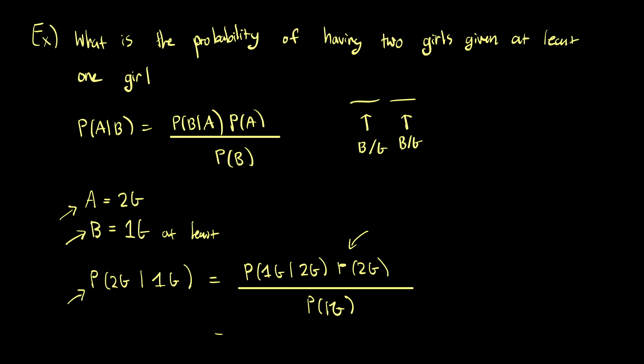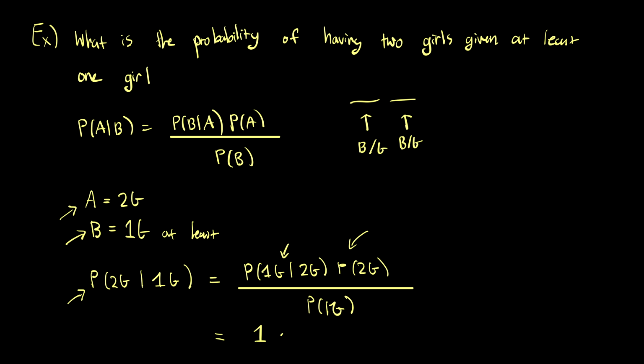So, the first one we're going to take a look at is this probability of having at least one girl given you have two girls. Well, this would be pretty self-explanatory because if you are given that you have two girls, the probability of you having at least one girl is 100%. There's never a case where if you have two girls, you don't have at least one girl. So this is straight up just 100% or just 1.